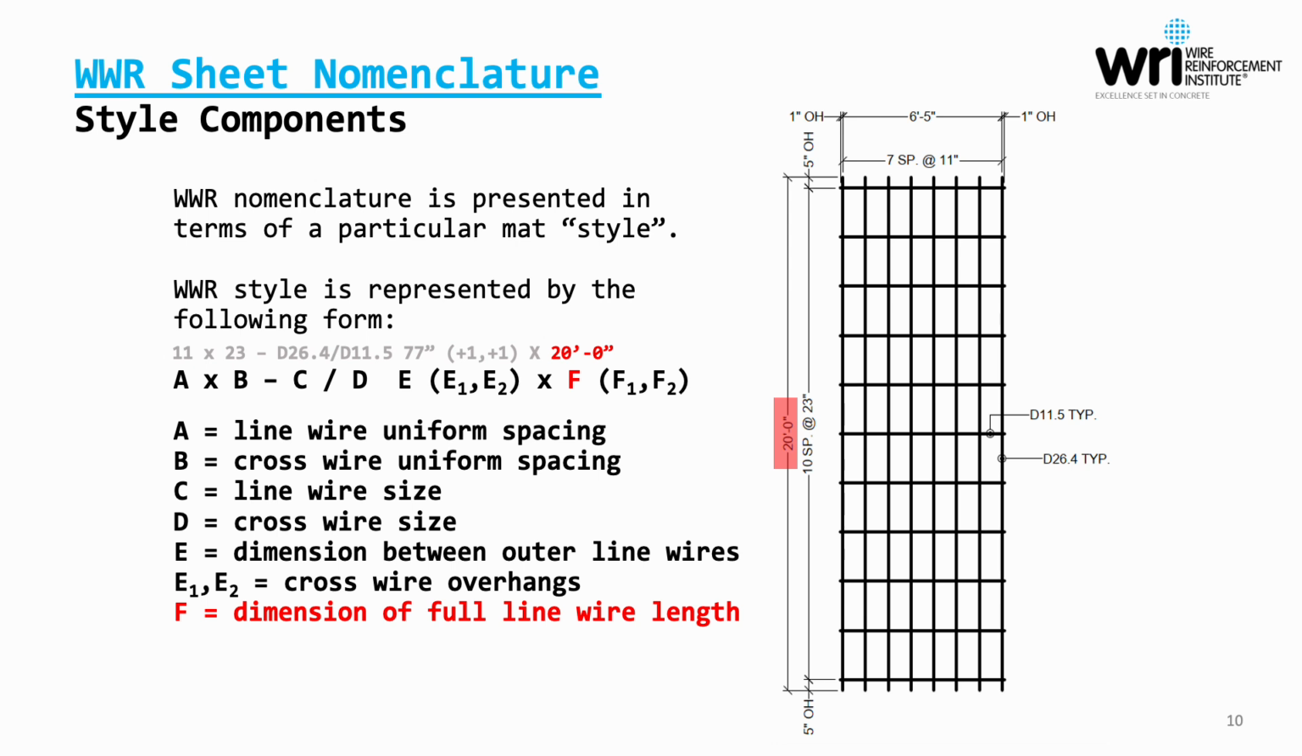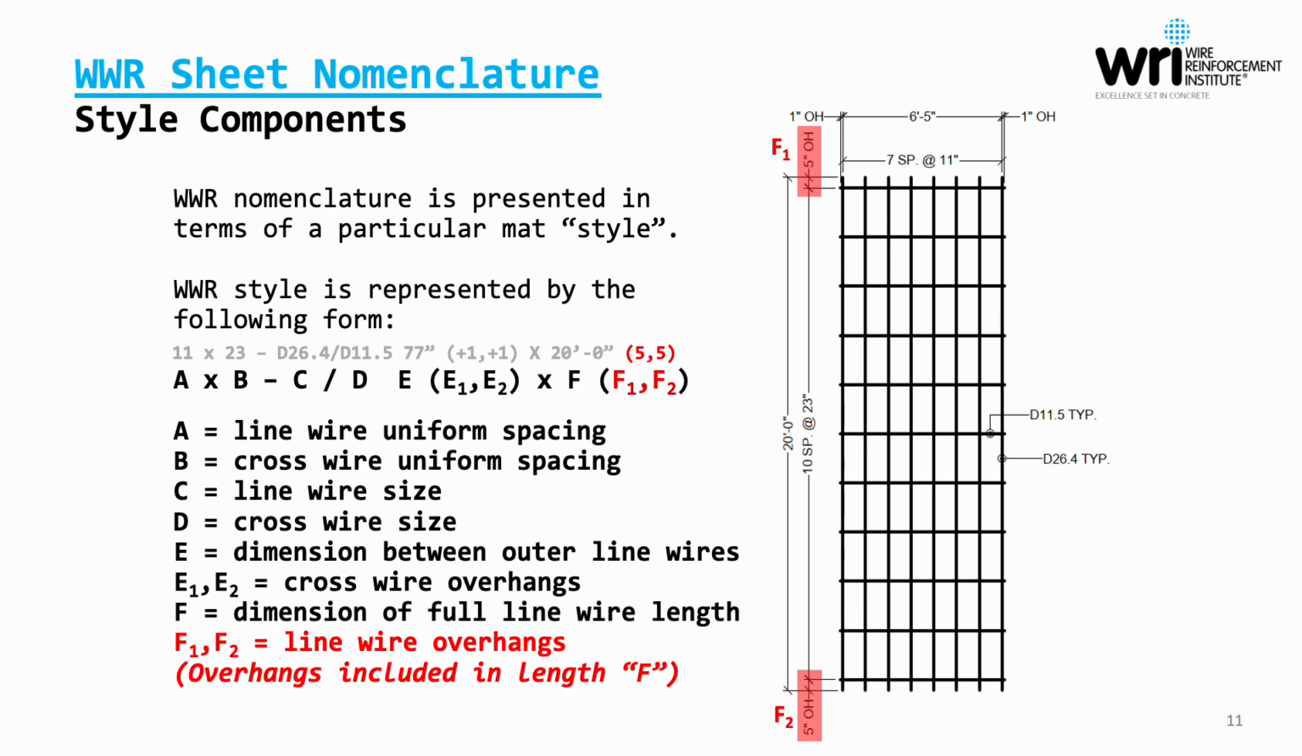Now we move on to attribute F. This is the overall length of the welded wire reinforcement mat. So that's from end to end of the long wires or line wires. So in this case, we have a 20-foot length, so attribute F would be 20 feet.